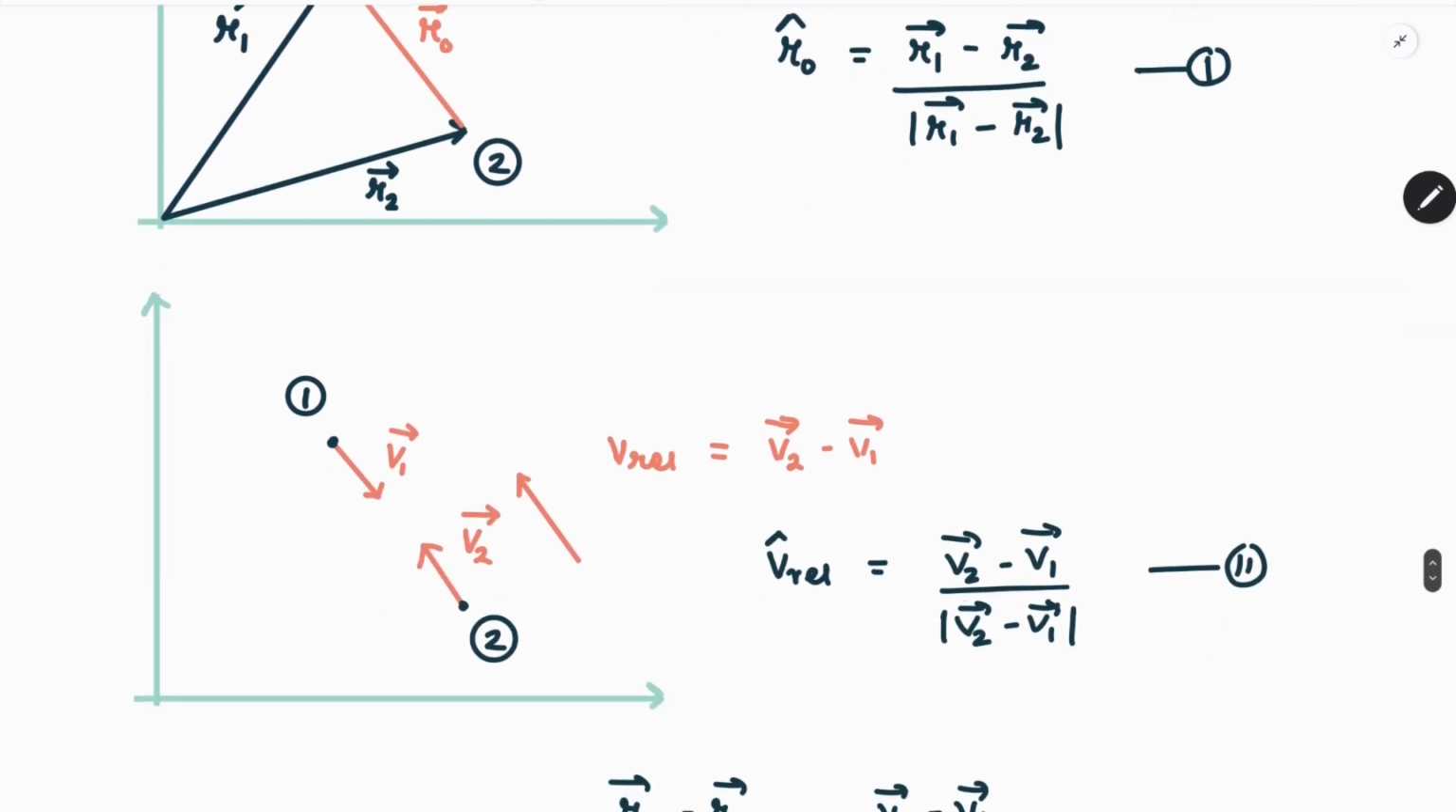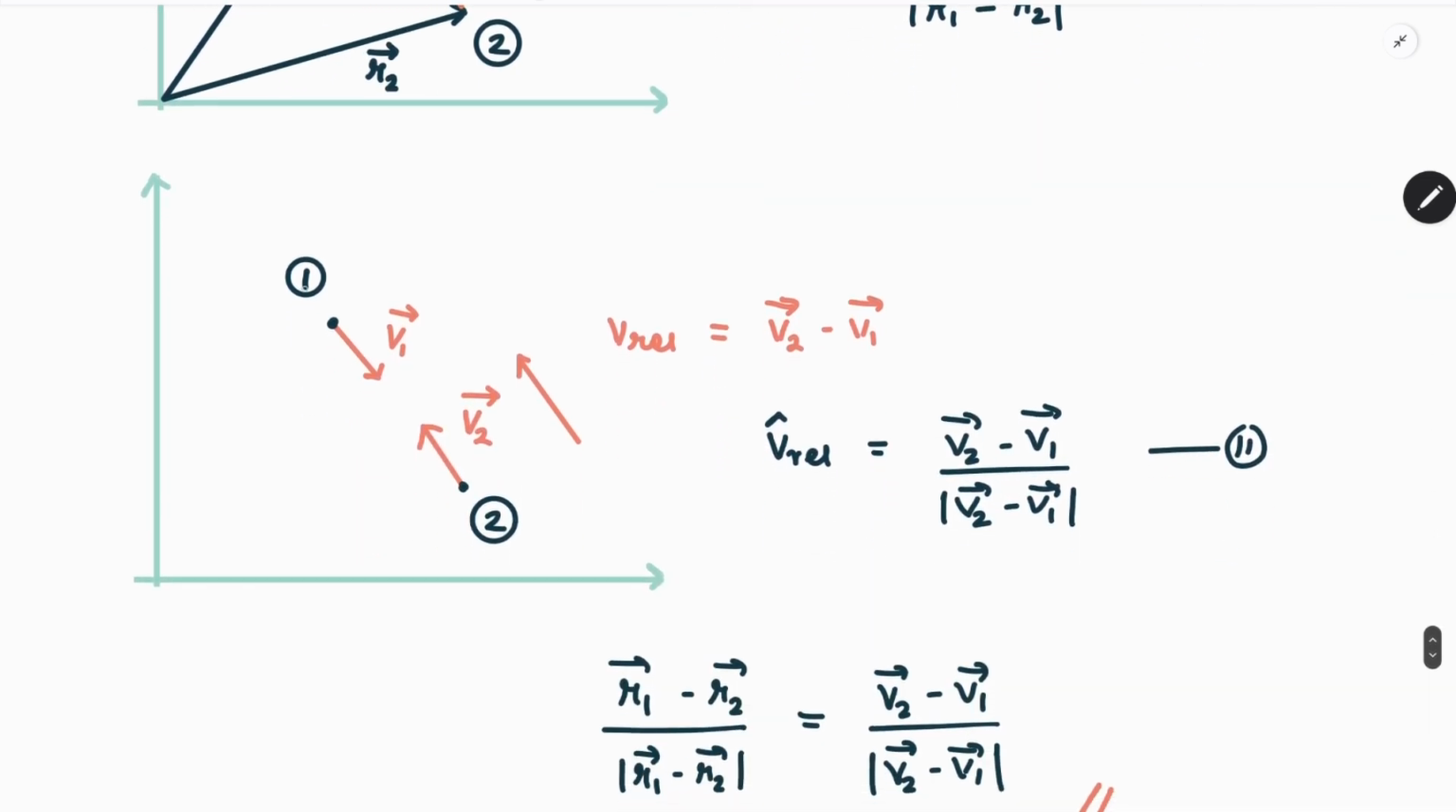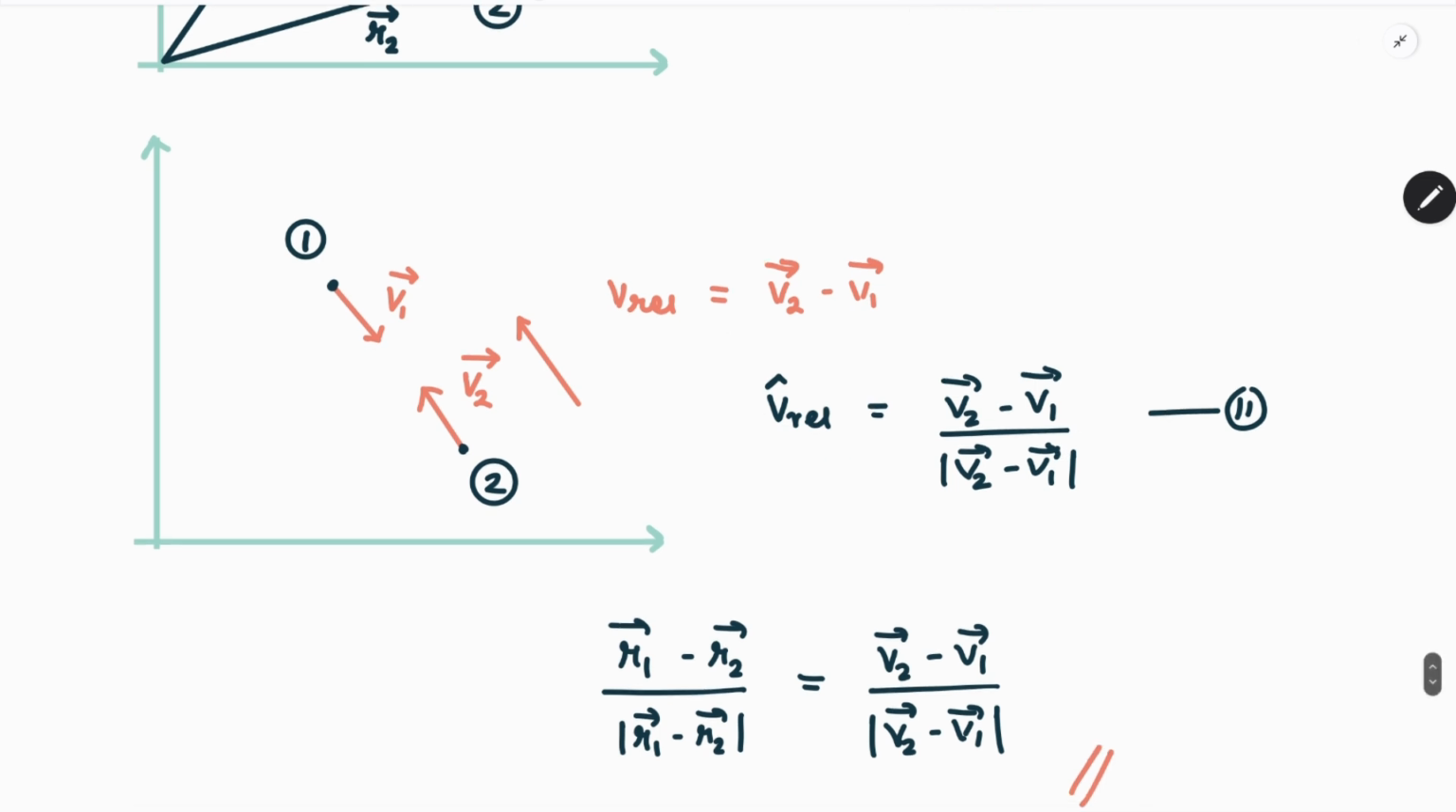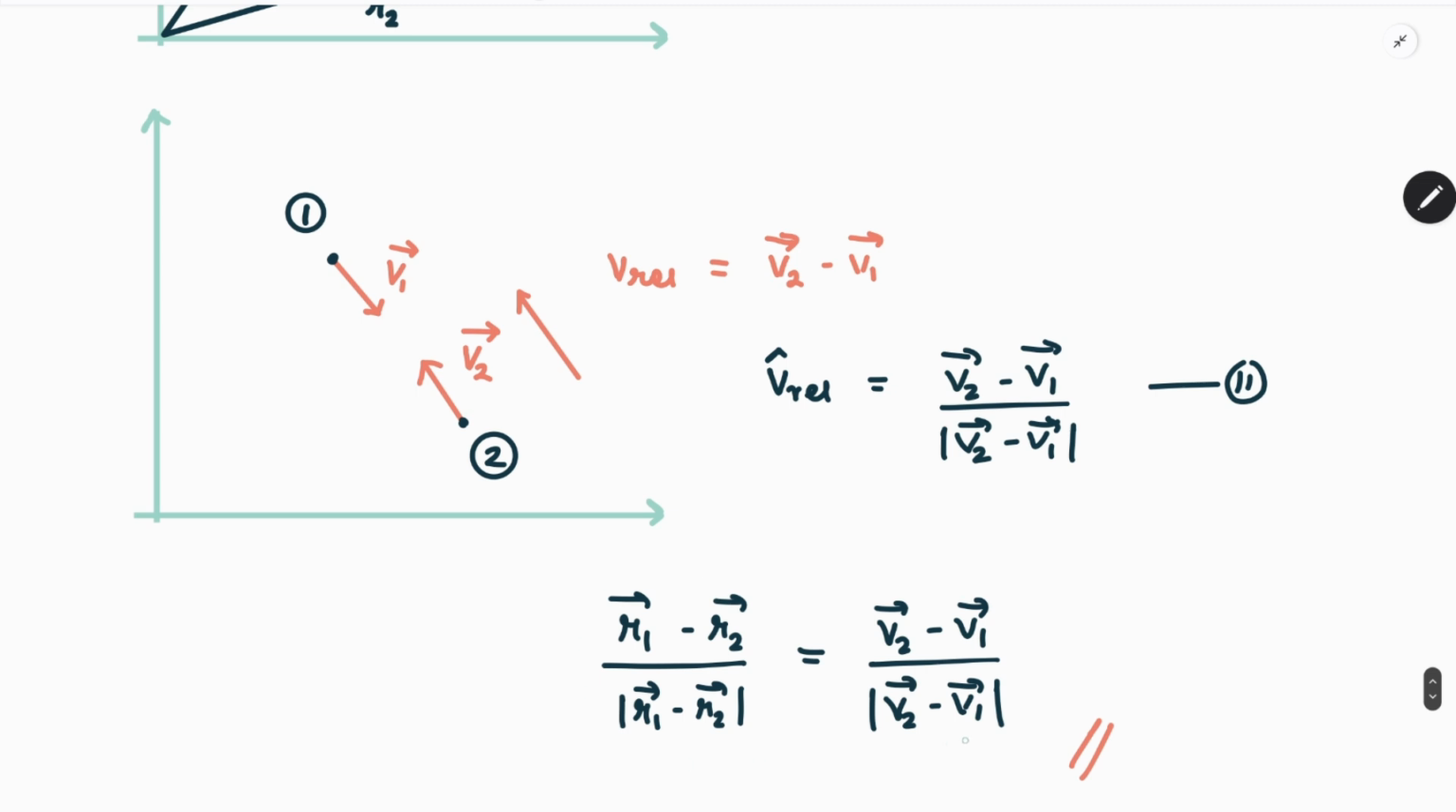Now in the next part, since we are considering the reference point of 1, we are writing the relative velocity of particle 2 with respect to 1 as v2 vector minus v1 vector, and then we write the direction of this relative velocity. Since both the vectors must have the same direction for the condition to be satisfied, we equate them to get the final answer.